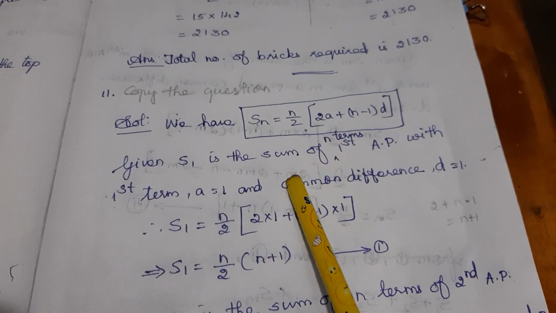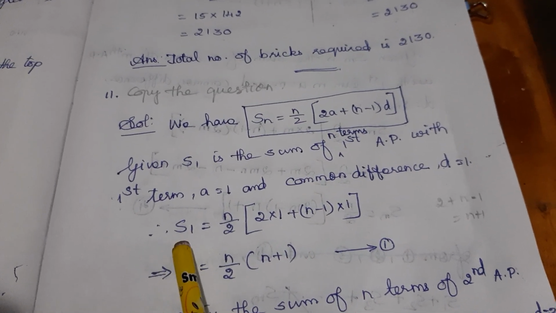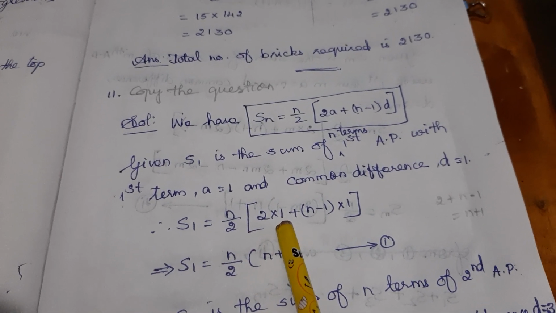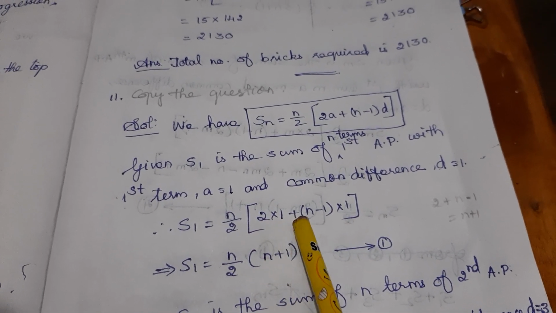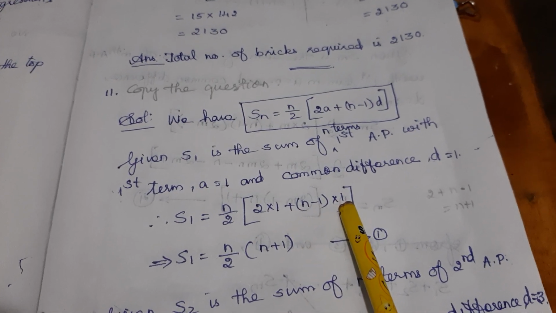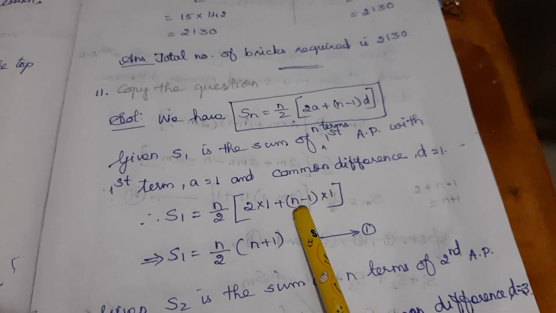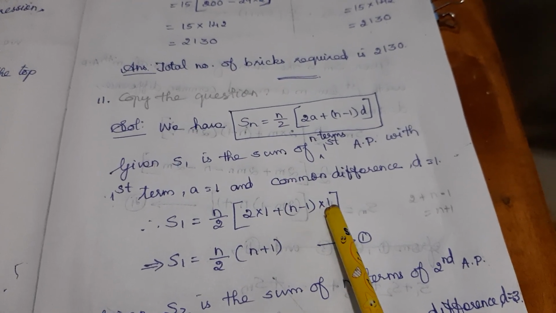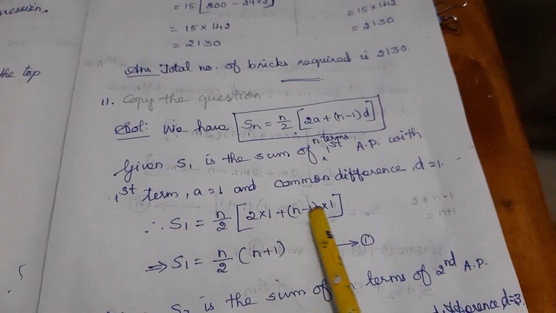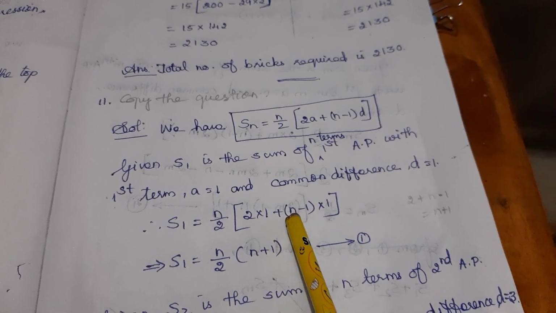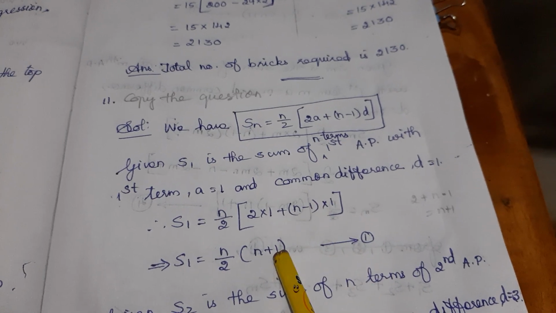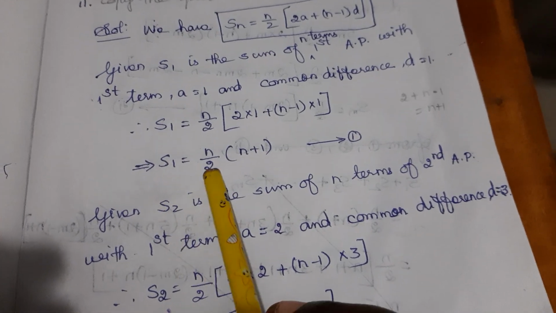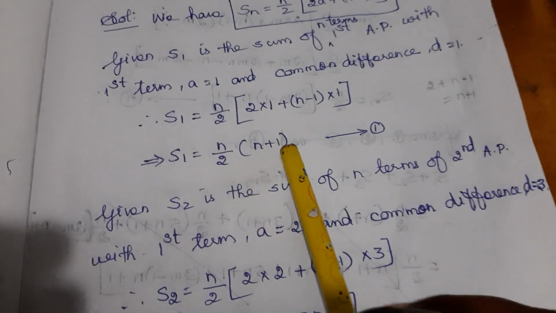So using all these details, we can write S1 equal to n by 2 into 2 into 1, that is 2 into a, plus n minus 1 into d, whose value is also 1, n minus 1 into 1. Simplify this: 2 into 1 equal to 2, plus n minus 1 into 1 is n minus 1. So 2 minus 1 plus n. 2 minus 1 is 1, so n plus 1. Understood? So you get S1 equal to n by 2 into n plus 1.